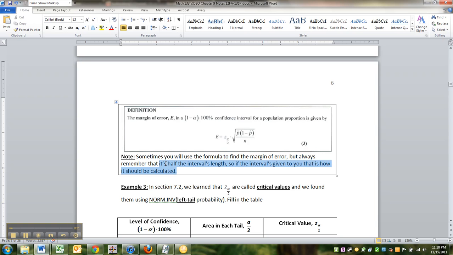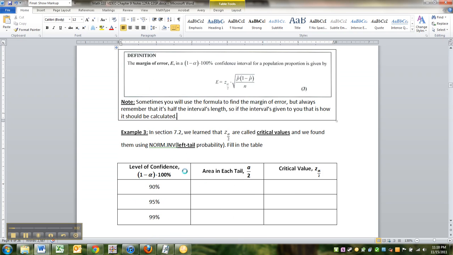But sometimes you will not have to use that formula to find it. Because if they give you the interval, right, half of that interval's length is the margin of error. So it's a lot simpler to calculate it that way if you can.